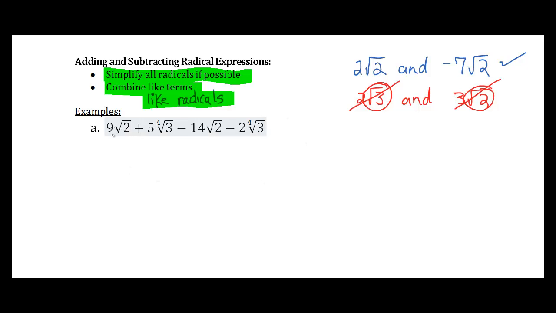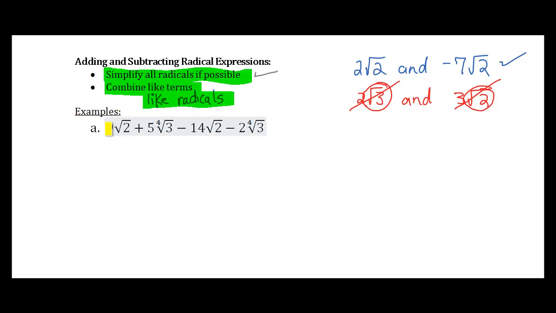I have 9 square roots of 2 plus 5 fourth roots of 3 minus 14 square roots of 2 minus 2 fourth roots of 3. All right. If I look at the square root of 2, it is already simplified. And the fourth root of 3, that is already simplified. And I see it there and there. So I don't have to actually do this first step. All I have to do is combine like terms.